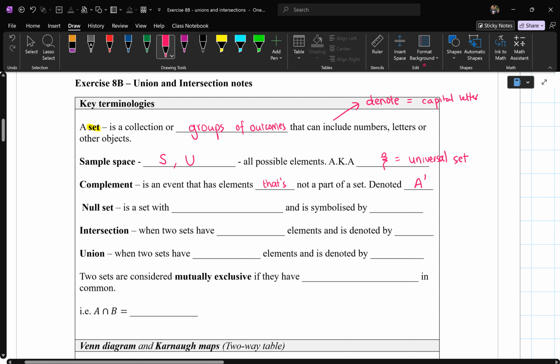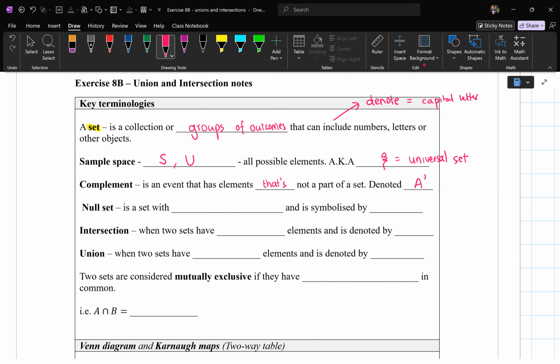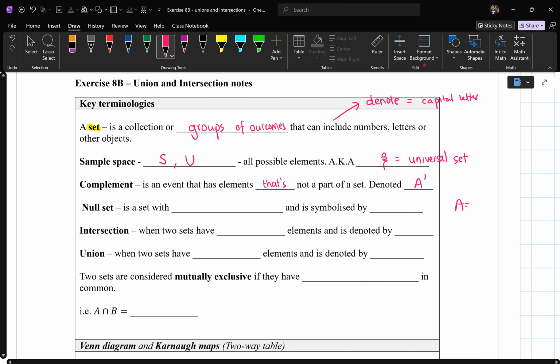So for example, if you roll a dice, what are the possible outcomes? You'd say it's 1, 2, 3, 4, 5, 6, right? And then let's say the set A, so group A, is the even numbers. So then it'll be 2, 4, and 6, like that. So we use a capital letter to say that that's a set or a group.